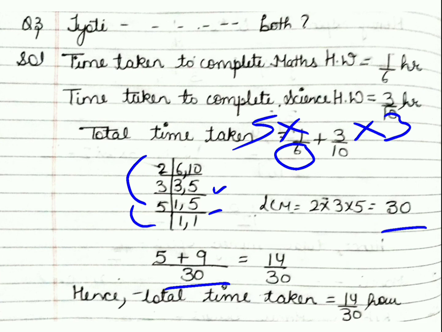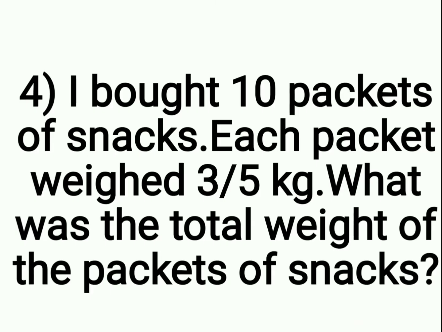Then you write a hence line. Hence line is, total time taken is 14 by 30. Clear? Or you can divide 14 upon 30 by 2 also, because both the numbers come in 2 tables. So the answer 14 by 30 is also correct, and 7 upon 15 is also correct. Both are correct answers. Clear? Now we do question number 4.